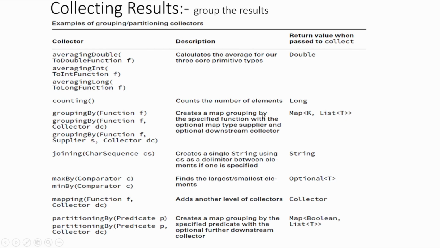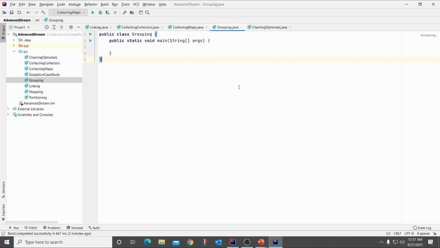It creates a map grouping by the specified function, with an optional map type supplier and optional downstream collector. And it returns the map type. Key and value is a list. Okay, let's see that. I have created a class Grouping with a main method.